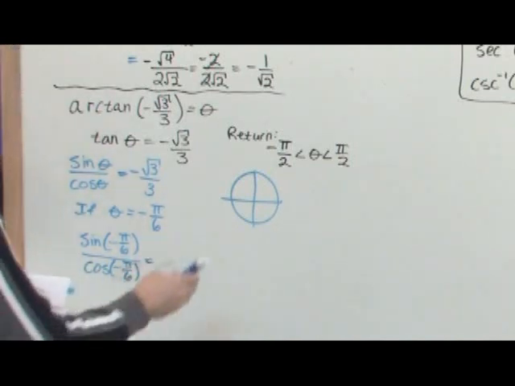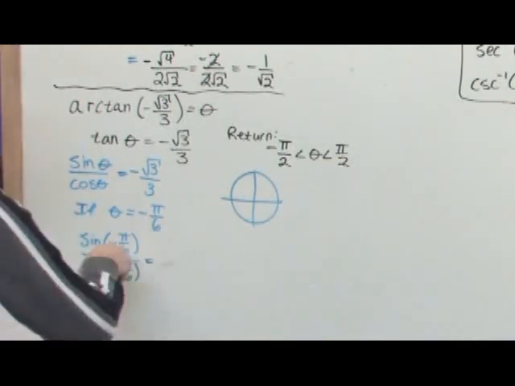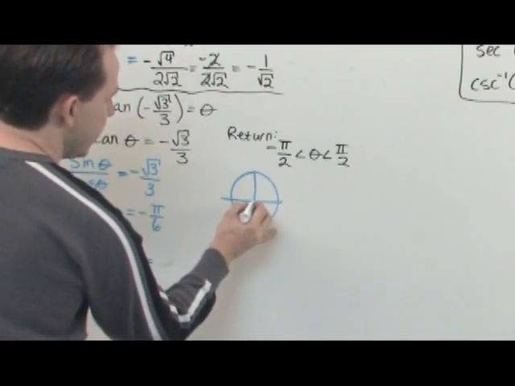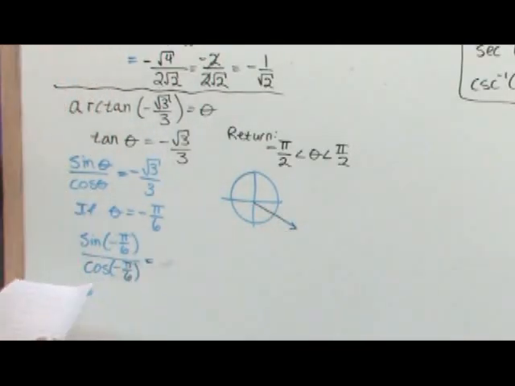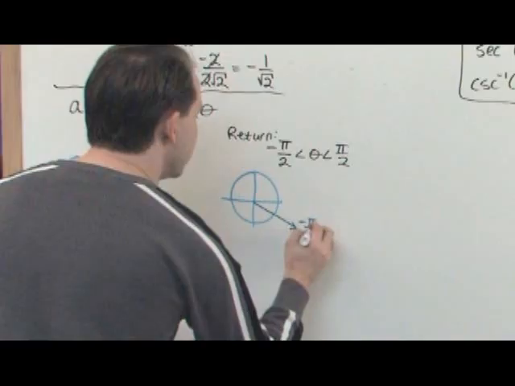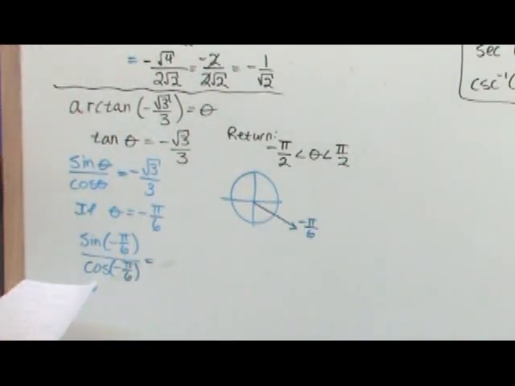And what would that do for me? Well, pi over 6 is like 30 degrees, and it's negative, so it's like negative 30 degrees. So that is where your angle is at negative pi divided by 6, roughly. That's roughly 30 degrees, okay?